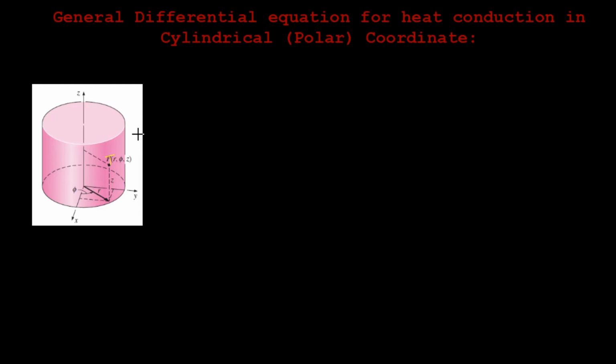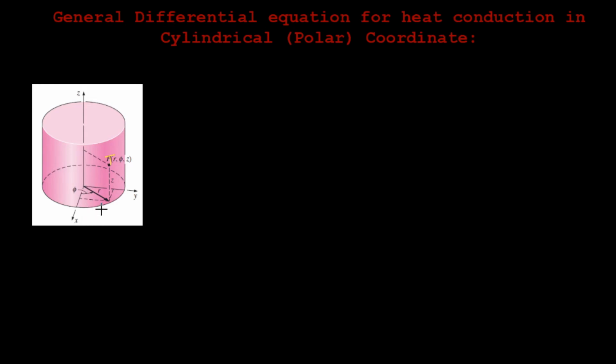Or what we can do here is, so here we have shown the overlapping of the Cartesian coordinate system also. So we have x here, we have y here, and we have z. The z remains the same for both Cartesian as well as polar coordinate system. So with the help of this, we can transform the polar or cylindrical coordinate system into Cartesian coordinate system, and we can use those transformations to write the general differential heat conduction equation in cylindrical coordinate system.